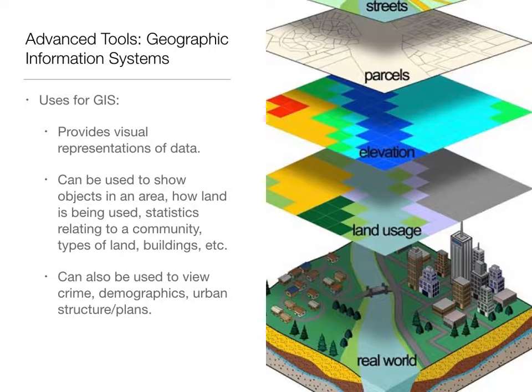I want to find an area that has low crime rate, relatively flat land that's not in a flood zone, somewhere with a lot of people that are mid to highly educated so that I can have good employees. Once I find that area, that's the place I want to build my store, and I use GIS to help me determine that. So that's one way that GIS can be used.